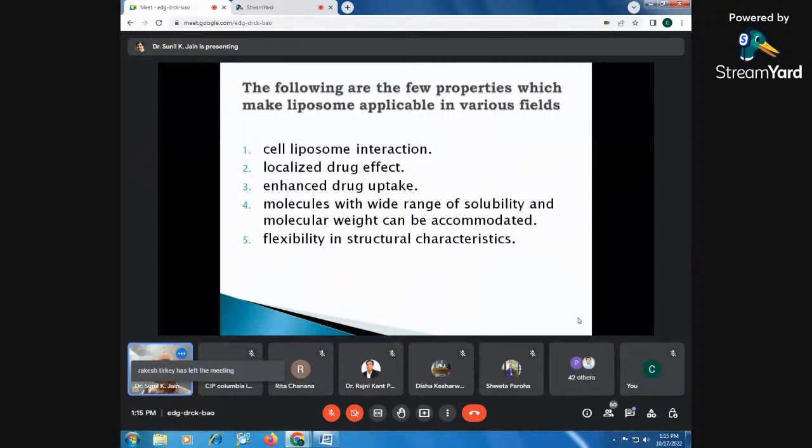Now there are mechanisms which are involved in liposomes: cell-liposome interaction, localized drug effects, enhanced drug uptake, molecules with a wide range of solubility and molecular weight can be accommodated, flexibility in structural characteristics. Now, this is the mechanism of work.